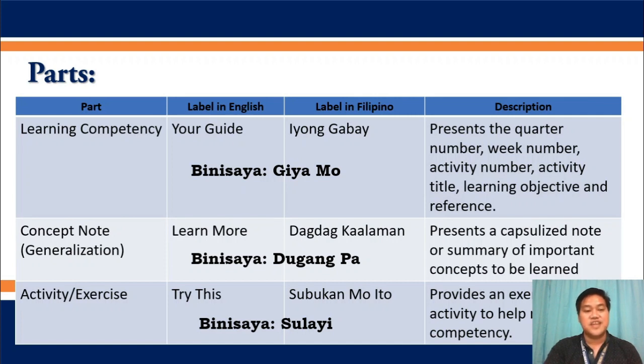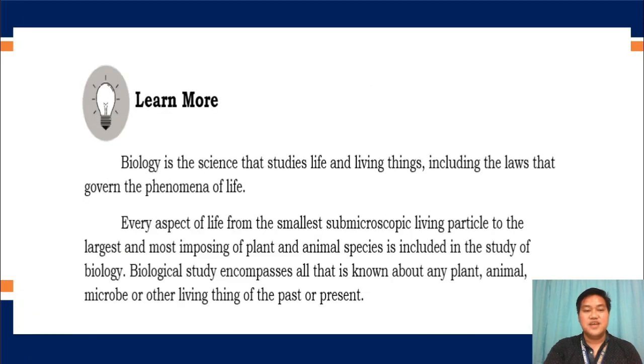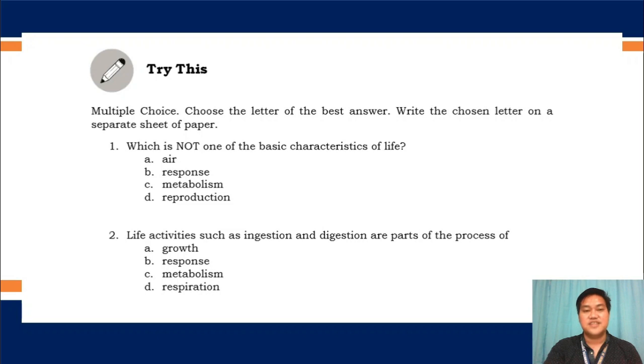And the last part is an exercise or an activity. In English, this is labeled Try This. In Filipino, Subukan Mo Ito. While in Bisaya, Sulayi. This part provides an exercise or activity to help master the competency. Here is a sample of each part of the learning activity sheet. This is the first part, which presents the guide. This is the generalization. And this one is the activity.